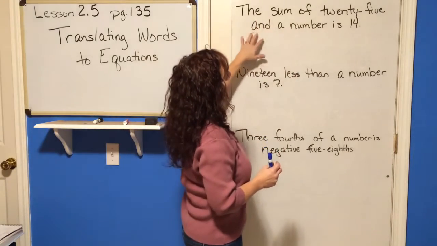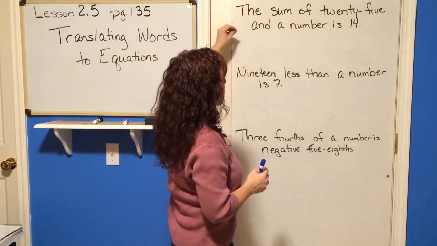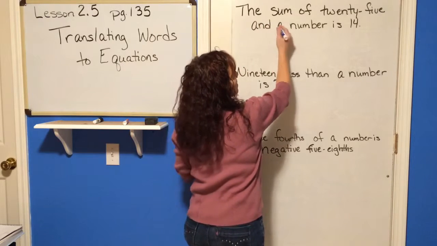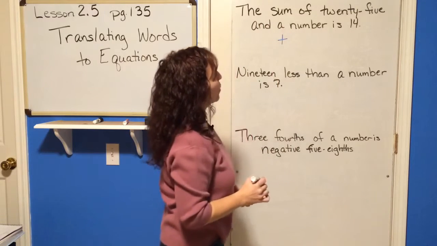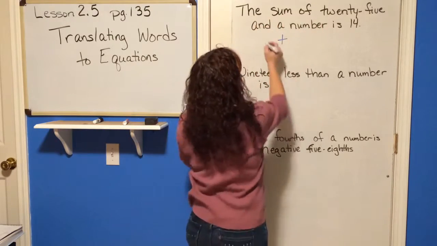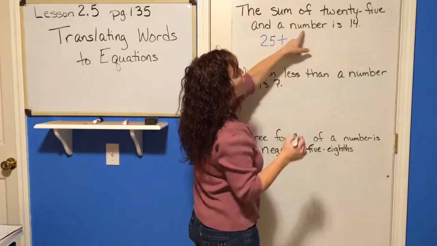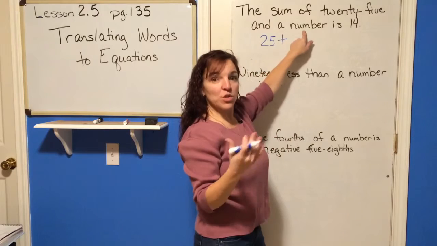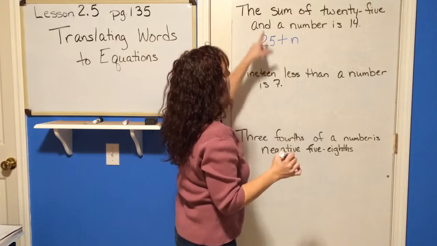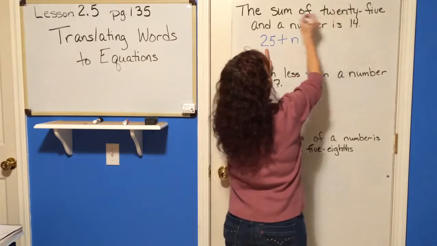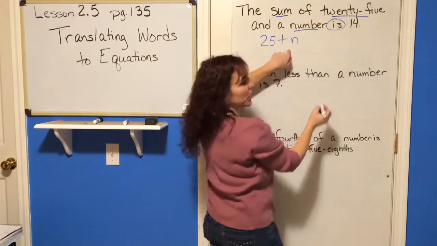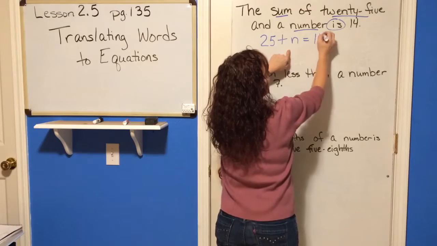So the sum of 25 and a number is 14. We're going to look at the sum, which means that you're going to add. So sum means it's an addition problem. Well, the sum of what? You're going to have to add two numbers. So the sum of 25 and a number. Well, they don't tell you what that number is, so that's what your x or your n or your variable is, and you can call it whatever you want. I'll call it n for a number. So the sum of 25 and a number is, there's your equal sign, 14.